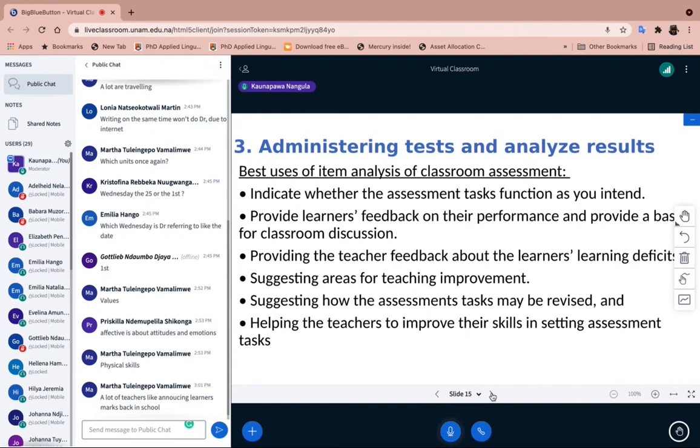And then best uses of item analysis of the classroom assessment. So indicate whether the assessment task functioned as you intended it to. All right, so you have to ask yourself that question. So that is now the techniques when you are analyzing your test items. Provide learners feedback on their performance and provide a basis for classroom discussion. So you can have a discussion on their performance.